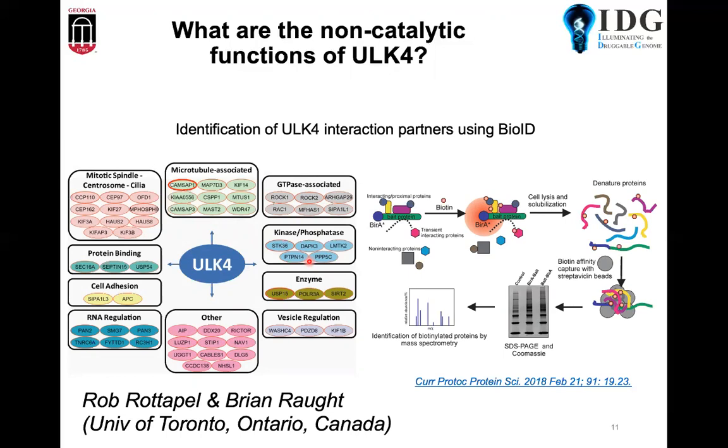So while this is ongoing, Stefan Knapp has also been collaborating with Rob Rottapel and Brian Roth to identify the interaction partners of ULK4. With many pseudokinases, because they have diverged in catalytic functions, they nevertheless maintain the non-catalytic or protein-protein interaction functions. So Rob and Brian have been trying to identify the interaction partners of ULK4 using this BioID approach, where based on biotinylation of interacting proteins and subsequent isolation of these biotinylated proteins through mass spec, they've been able to really map the interaction partners of ULK4.